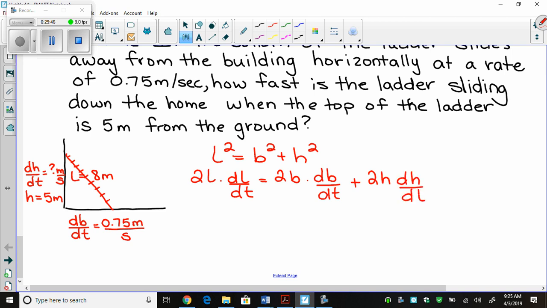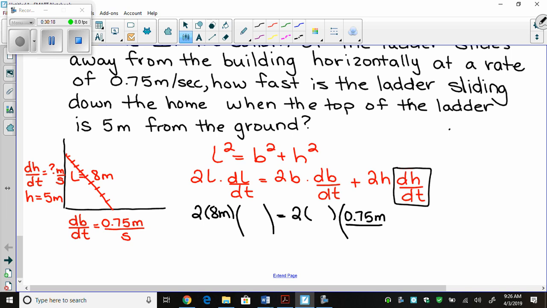And I told you that we can only be missing one thing. They want dH over dt. So I need to be able to fill in everything else. I can only have one unknown, right? So let's fill in what we do know. We know it's 2 times 8 meters times, we really need to know what the heck that is, equals 2B, we don't know what that is, dB over dt, 0.75 meters per second, plus 2 times 5 meters times, this is the only thing we don't know, we can't know.